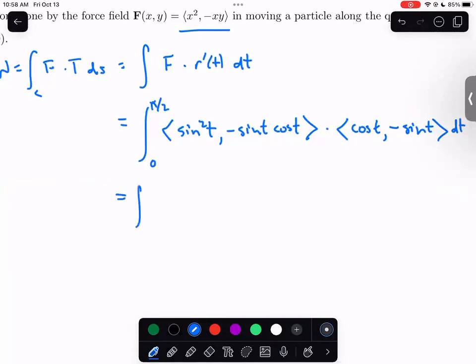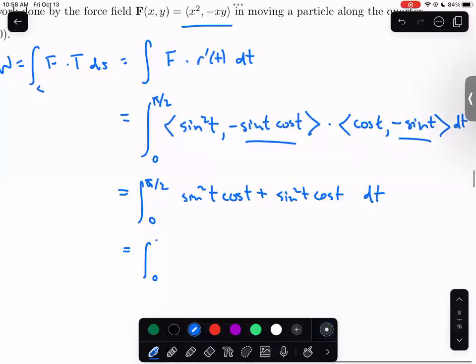We can do a dot product. We've done many, many dot products throughout the semester. So this is going to be sine squared t cosine of t. And then multiplying our second coordinates together here, we have negative and negative, so plus sine squared t cosine of t dt. And then I noticed that these are actually the same thing, right? So that we could go ahead and combine these if we'd like. And this is just going to be 2 of these sine squared t's cosine of t, just because they're like terms.